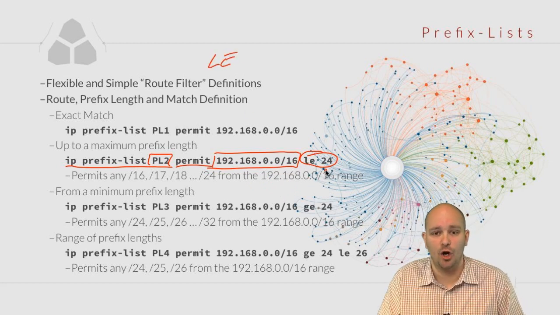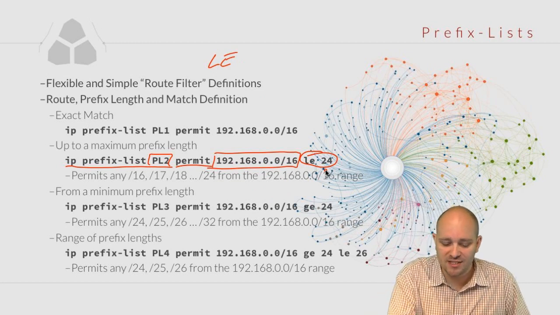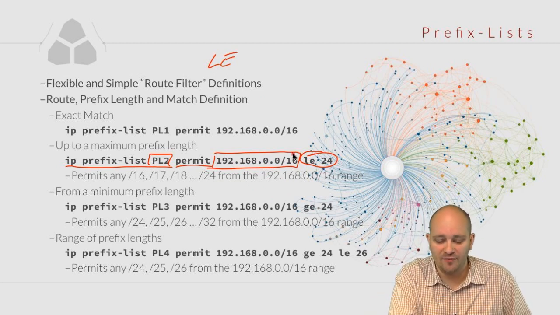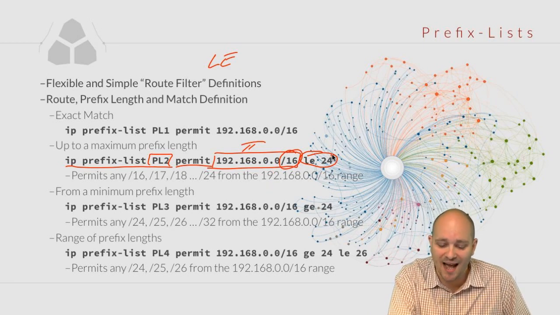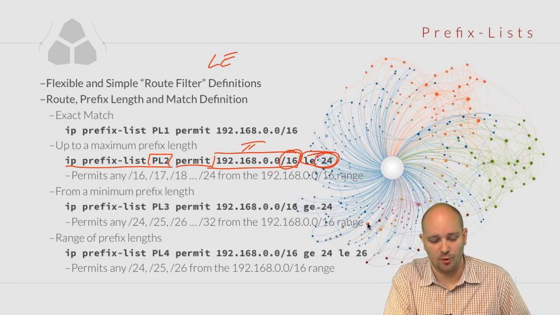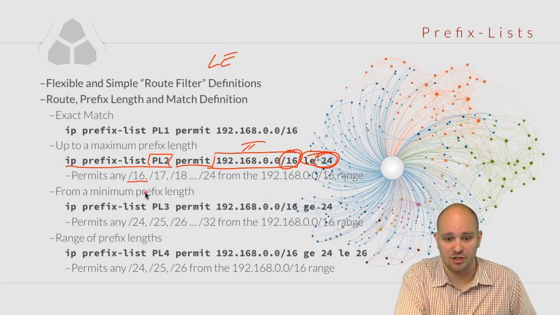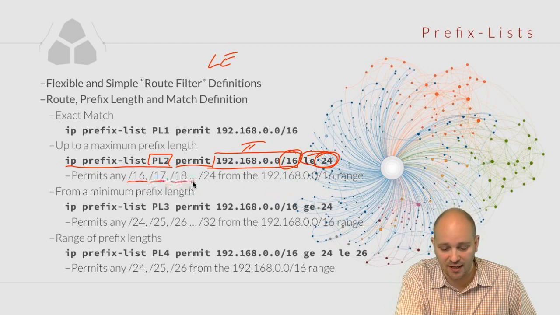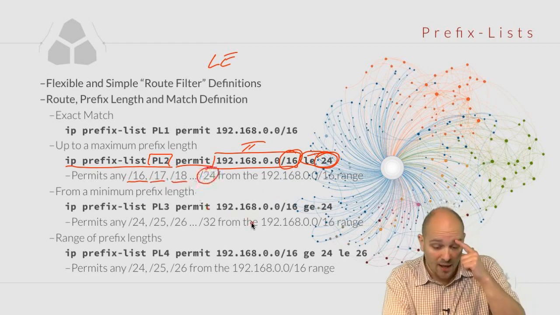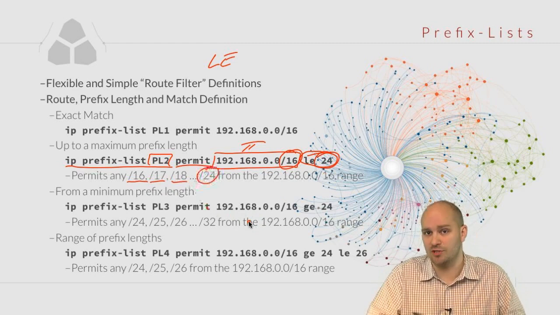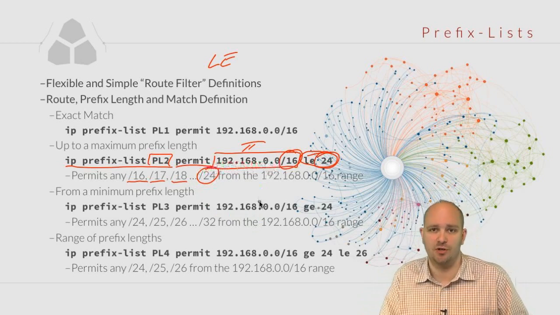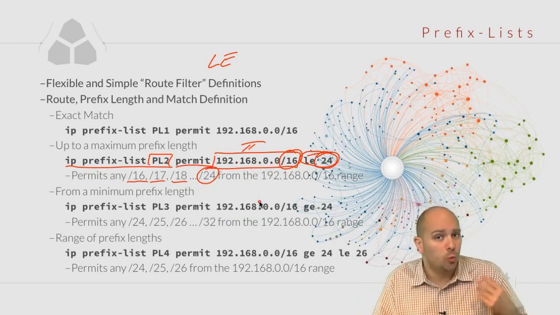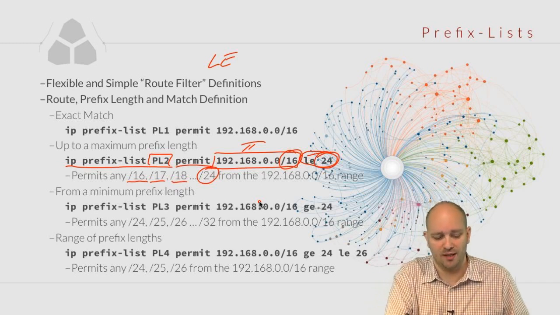LE simply stands for lower or equal. What we are saying here is that we are going to allow prefixes from this range as long as they are between the prefix length of /16 and up to a maximum length of /24, which means that we are going to allow /16, /17, /18 and all the way to /24. But if we had, say, /25 prefixes or /30s or /15, for example, that began with 192.168.0.0, those prefixes would not be allowed by this rule here.